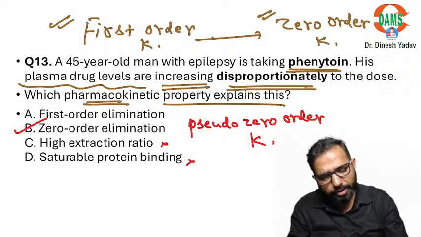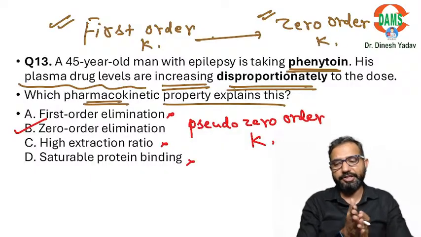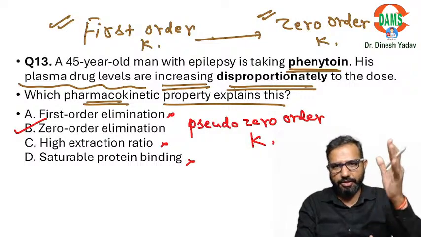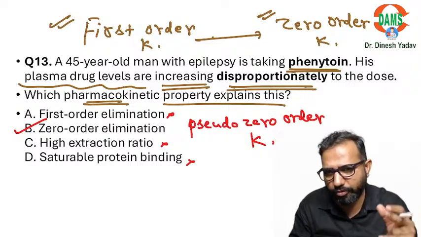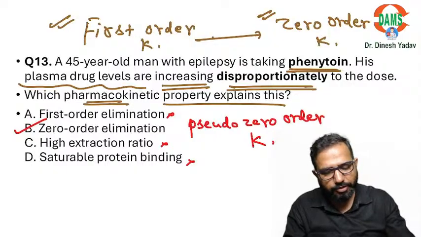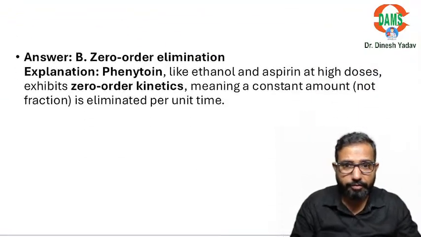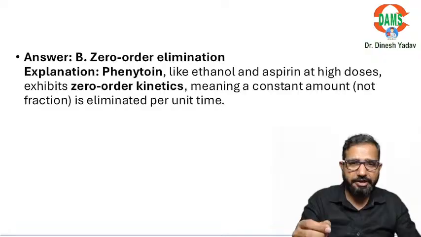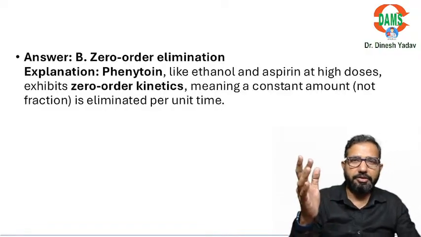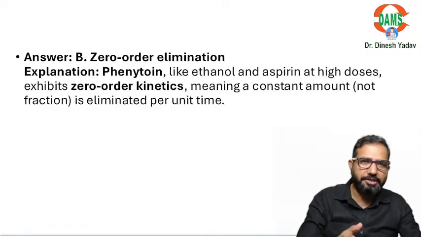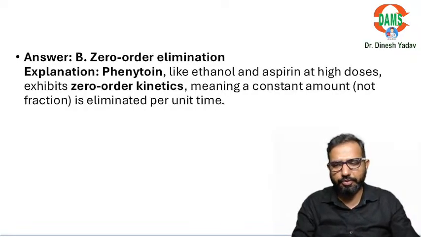So it is not because of the plasma protein binding or extraction. It is because of the zero order kinetic. Don't forget, the drug follows zero order kinetic. So in general pharmacology, this is one of the important questions: drugs that follow zero order kinetic, saturation kinetic, or a narrow therapeutic index. These dose-response curves are very important.